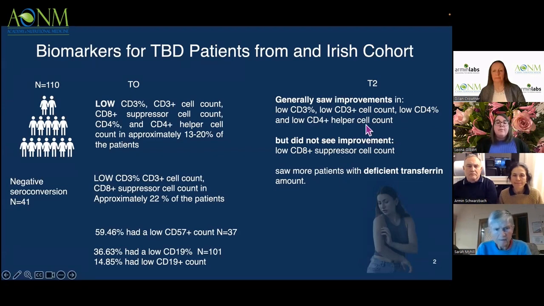In these individuals, we generally saw improvements of CD3 markers, CD4 markers, but we didn't really see improvements in the CD8 suppressor cell counts. But interestingly enough, other markers like transferrin, and we'll go into the significance of transferrin maybe in the next roundtable, we definitely saw deficient transferrin even still in these individuals.